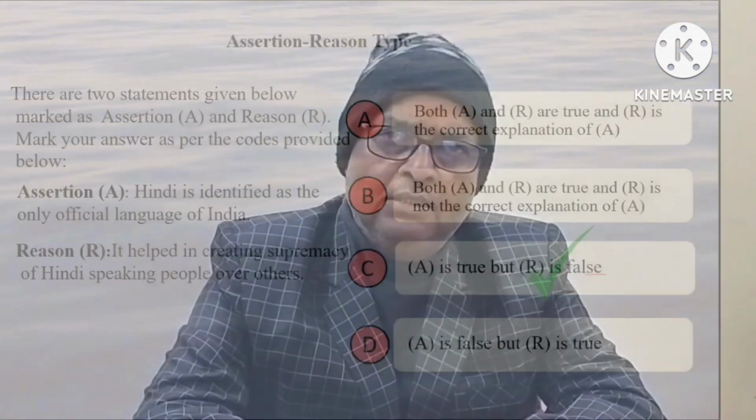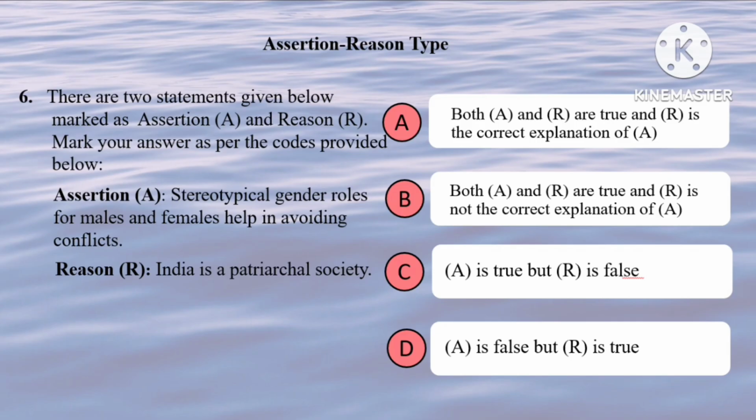Next, assertion. Stereotypical gender roles for males and females help in avoiding conflicts. No. This is not true. Reason. India is a patriarchal society. In northeastern states, you may find matriarchal societies, but India in general as a whole is patriarchal society. So the correct option is D.